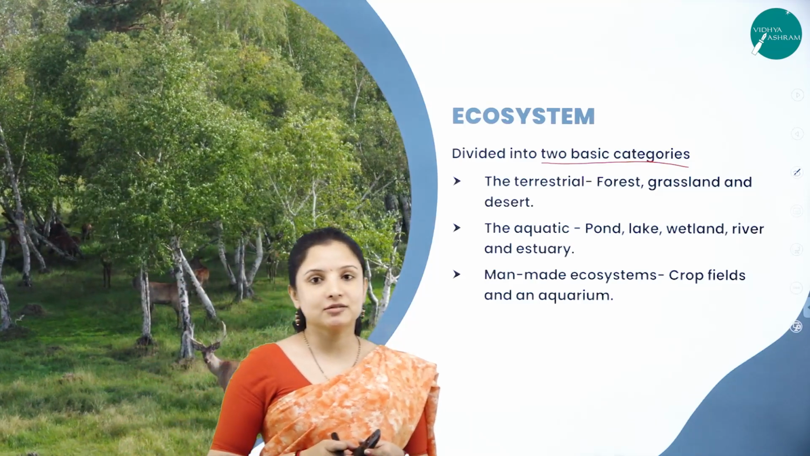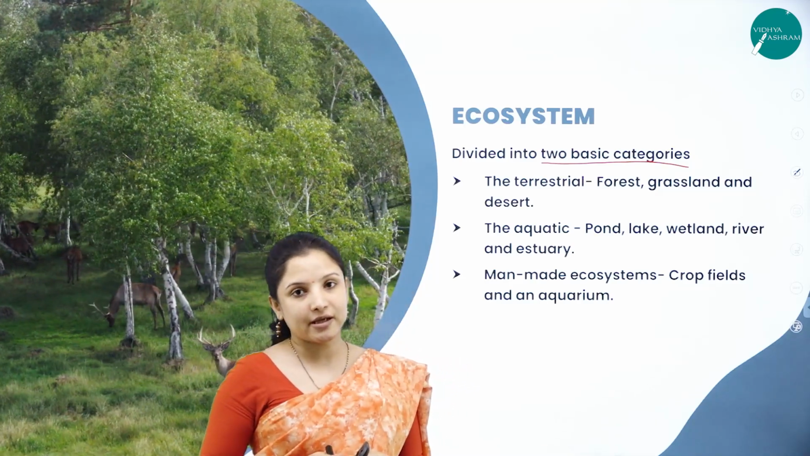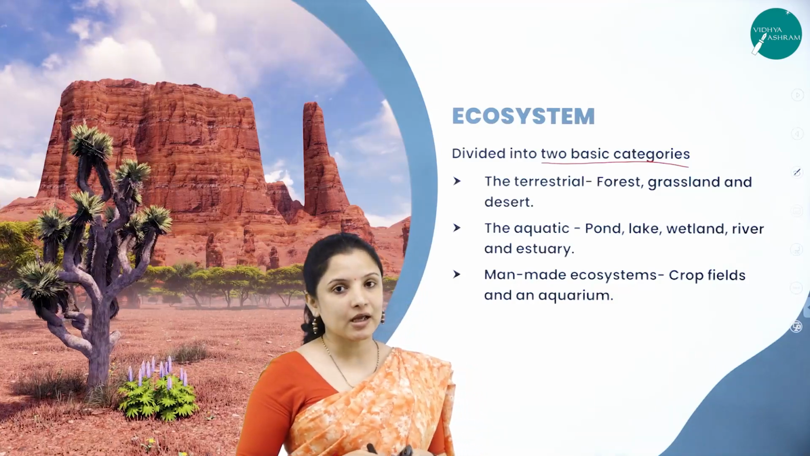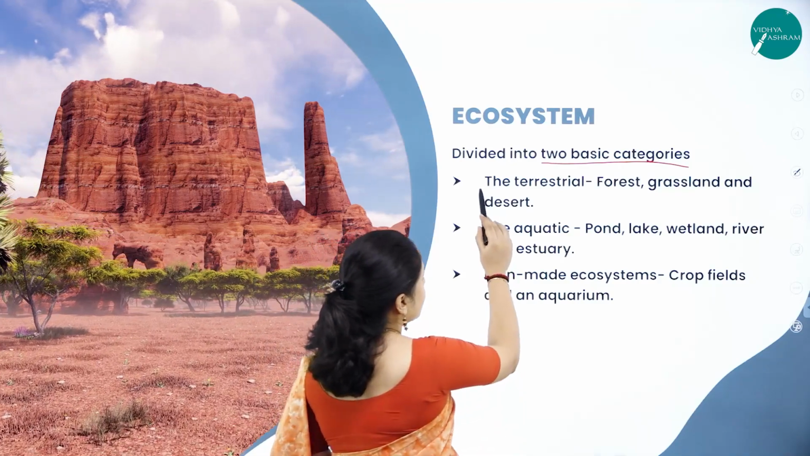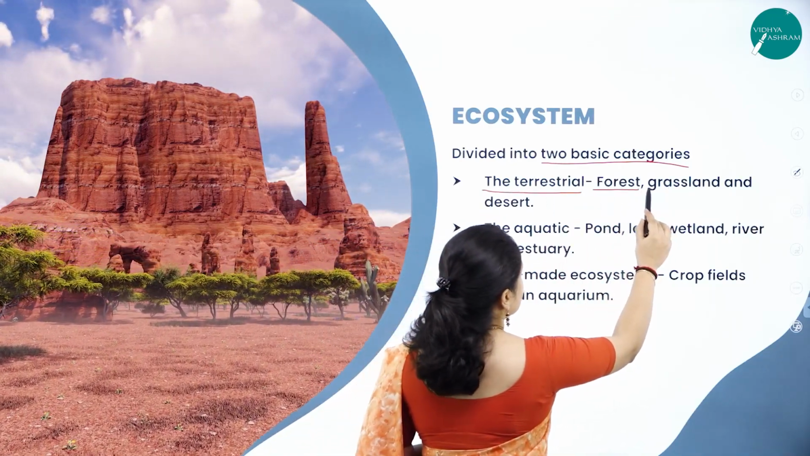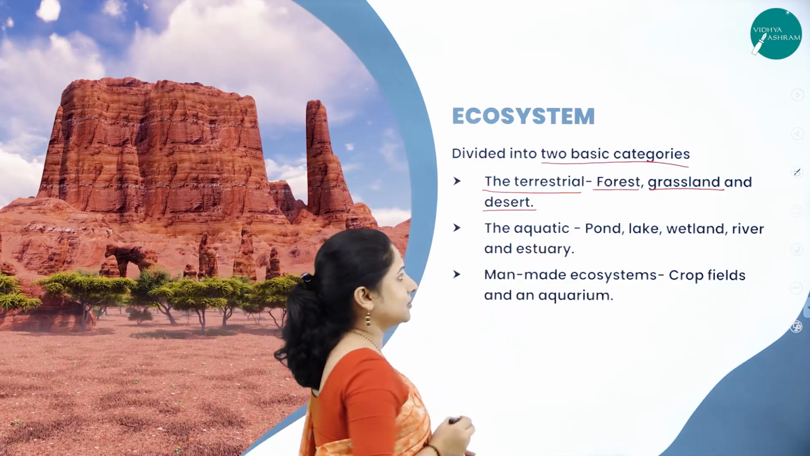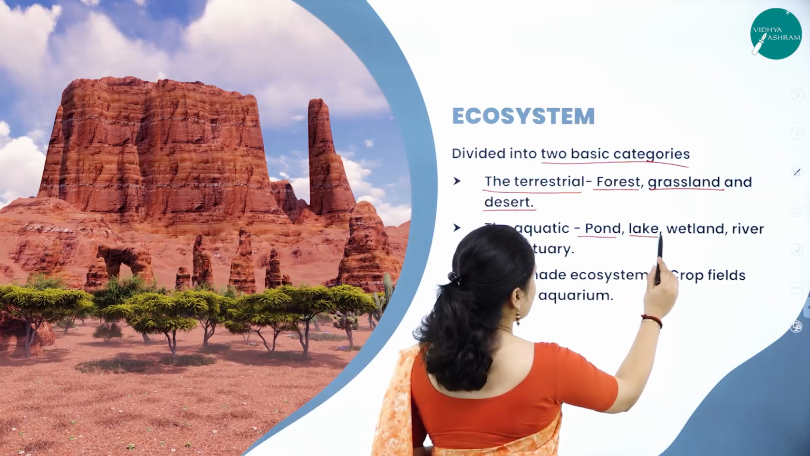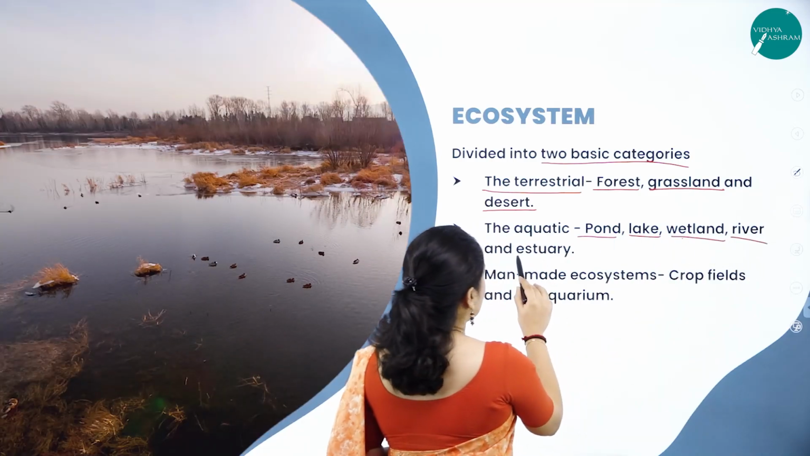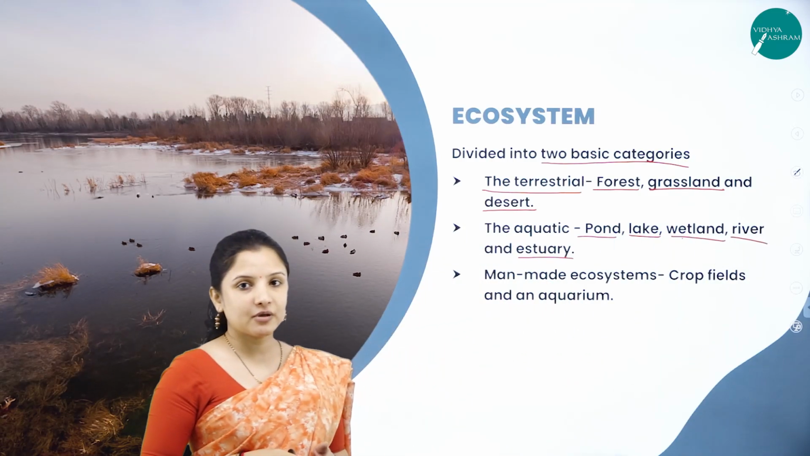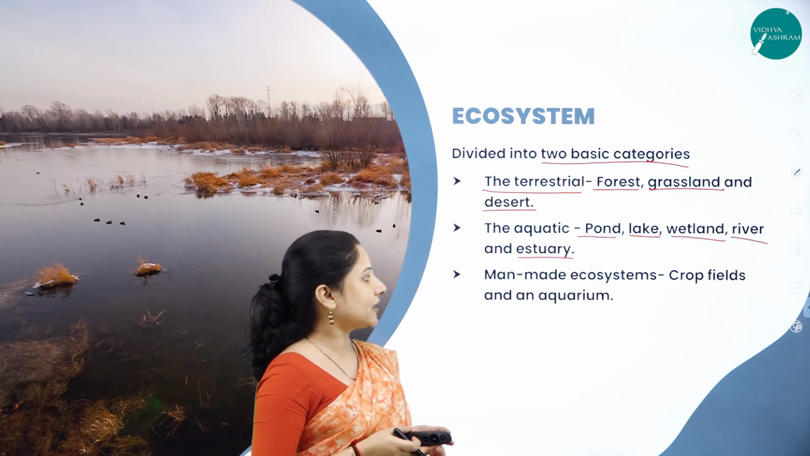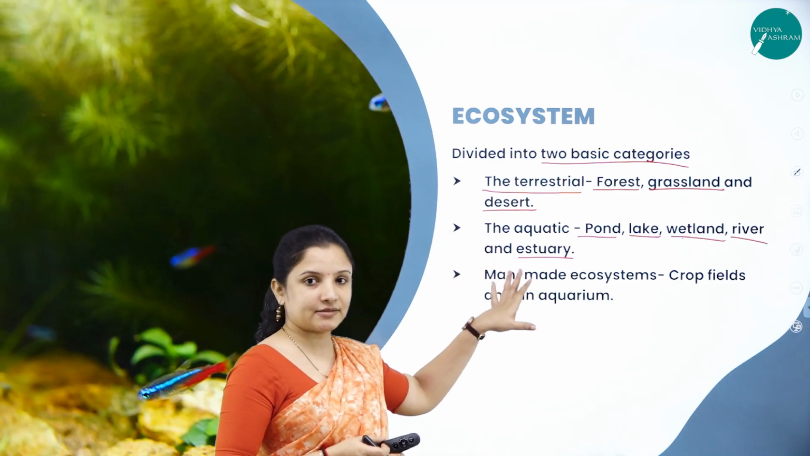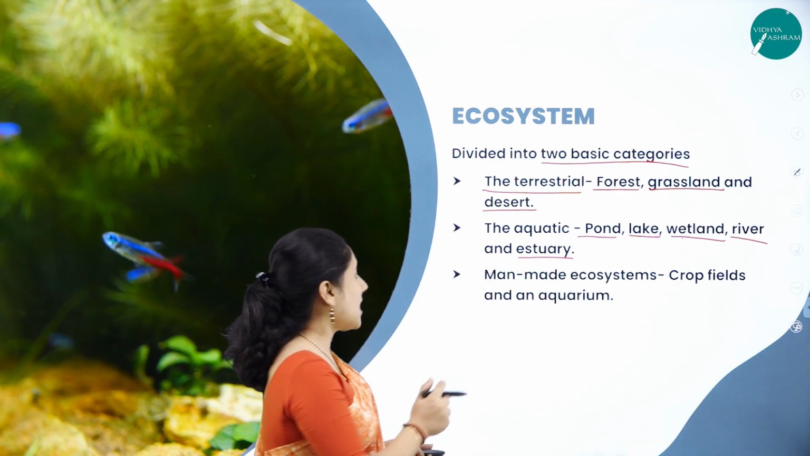Anything that is there on the land forms the terrestrial ecosystem and anything on the water forms the aquatic ecosystem. So the terrestrial ecosystem includes the forest, the grasslands and the desert. The aquatic ecosystem includes the pond, lake, wetlands, rivers and estuaries. And apart from this, both in the terrestrial and the aquatic ecosystem, there are natural ecosystems which exist as such and there are ecosystems which are man-made.